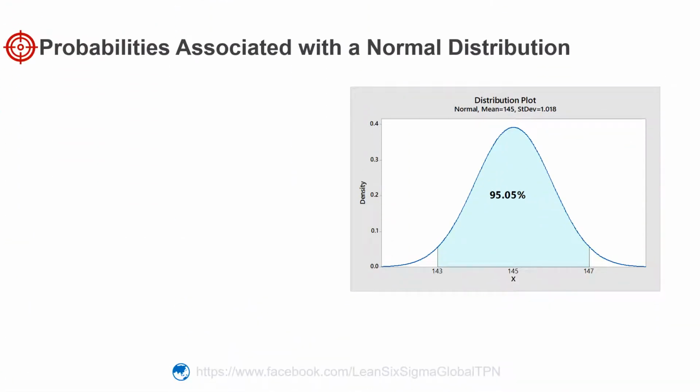Let's take a look at how to use these scores. Suppose we are interested in the proportion of phones that fall within 2 grams of the target weight of 145 grams. So how can we find the probability that our values will fall within the range?